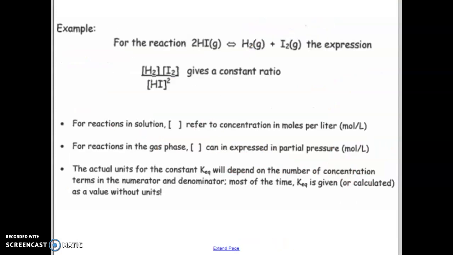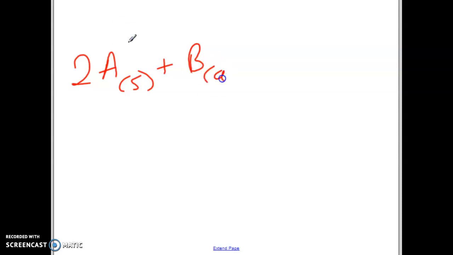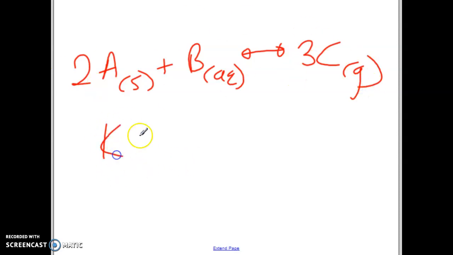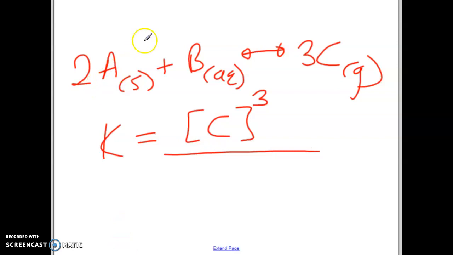So let's take a look at a different example. Let's say you had 2A solid plus B aqueous, in equilibrium with 3C gas. Let's say I want to make a K expression for this. So the K would be C to the exponent 3 over B, because the A would not be included since it is a solid. And of course B is to the exponent 1 because there is no coefficient there. So notice A is not included.